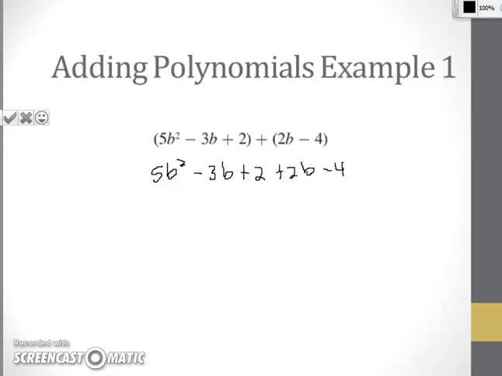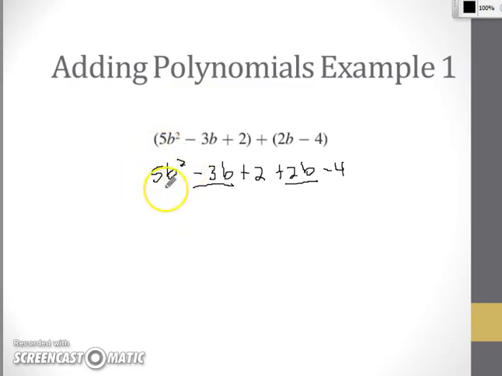So when I'm looking at this, I can see this minus 3b and this plus 2b both have matching variables. I can combine those together. But watch for the symbol in front. This is subtracting 3b, so like a negative 3b. When I add those two together, a negative 3b plus 2b, it's like a negative 3 plus 2.